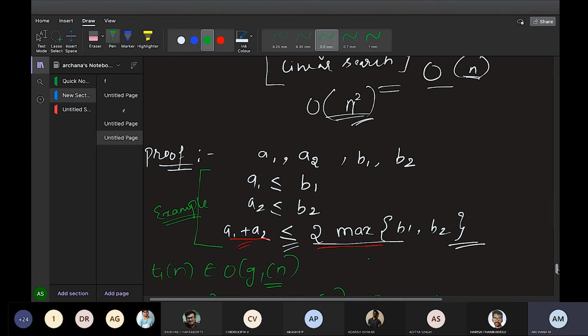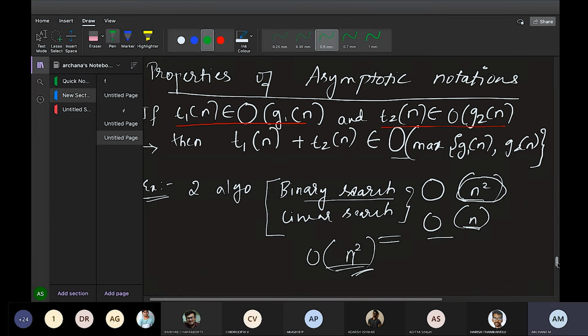First one is, look here, this is the property, a very important question. T1 of n belongs to big O of G1 of n and T2 of n belongs to big O of G2 of n. Then you have to show that T1 of n plus T2 of n belongs to big O of maximum of G1 of n comma G2 of n. This is just a simple example I gave you.